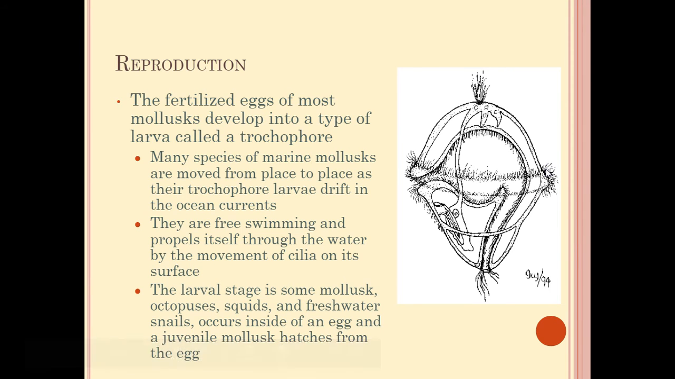It has little flagella and cilia that will help it move. These cilia are right here, so it allows for it to move. And remember, we want to go away from the mother. We're trying to get out of there because we don't want to have competition. The larval stage of mollusks such as octopus, squid, and freshwater snails occurs in an egg, and then the juvenile mollusks will hatch out of that egg and develop from there.